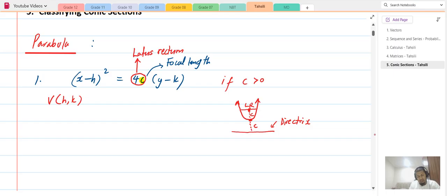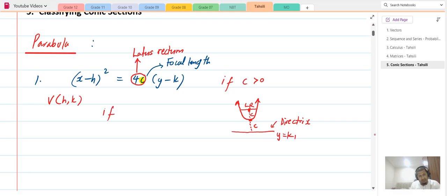So this is all you need to know. The equation of the directrix in a parabola is y is equal to a constant. In other words, y is equal to k, and that's a different k from the vertex, so let's make it k1.